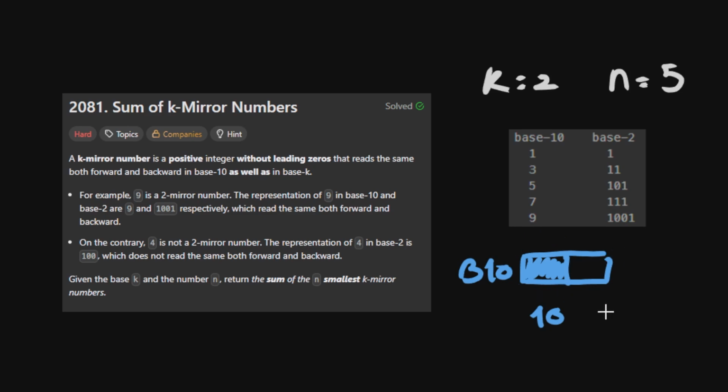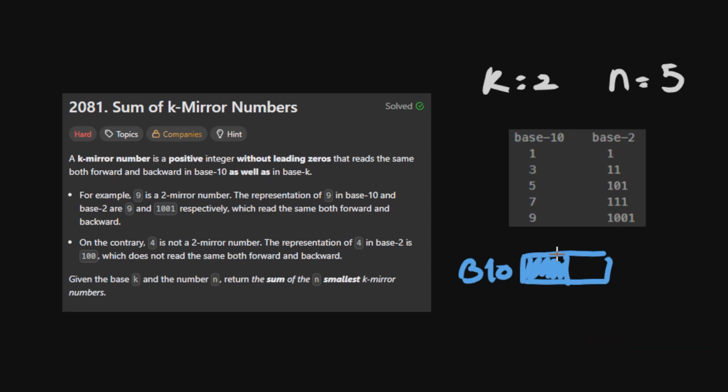Now we have one more problem here, and it's that we need to return the n smallest k-mirror numbers. This means that we do care about the order. Remember, for example, if we have a 10, we can build 101 and 1001. Now the odd length will always have fewer digits than the even length. So we'll first focus on the odd length and then we'll focus on the even length.